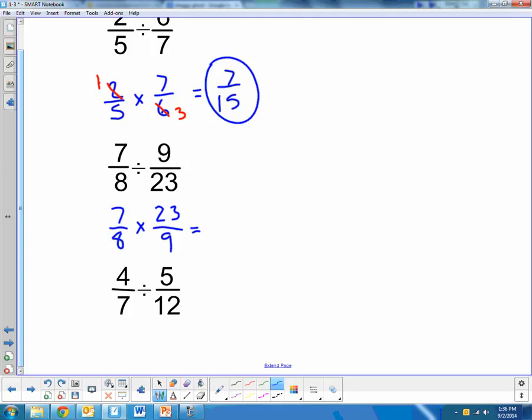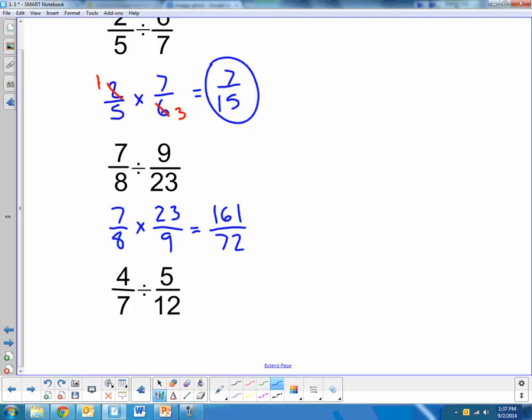Now, if I look, I don't think I can do any cross simplifying with this one. 7 and 9. Nope, 7 is prime. I can't divide 9 by 7. 23 and 8, not quite. If it was a 24, I could. So I multiply. 7 times 23, 161, I believe. Yep, 161. 8 times 9 is going to give me 72. Now, I can't reduce this. However, it's not simplified. We've got an improper fraction.